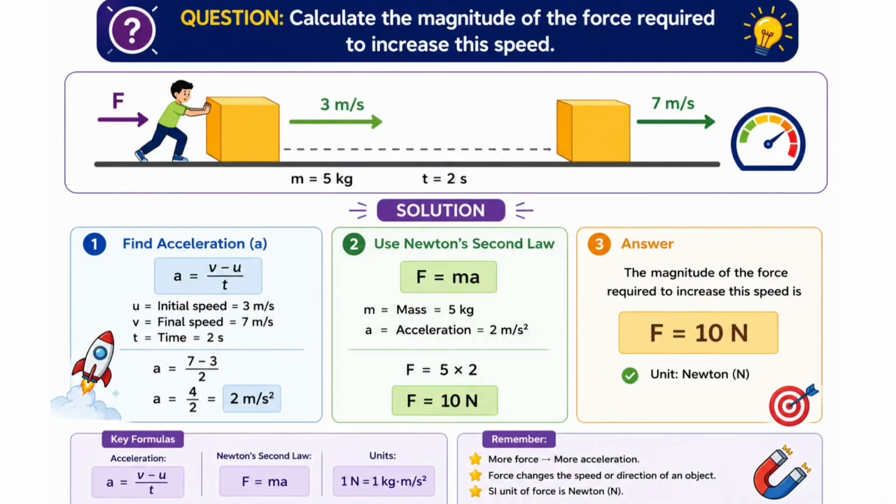Look at box number 3 on the right side for the final presentation. The magnitude of the force required is 10 Newton. Never forget to write the correct unit, which is Newton or kg dot meter per second square. Key takeaway and summary.